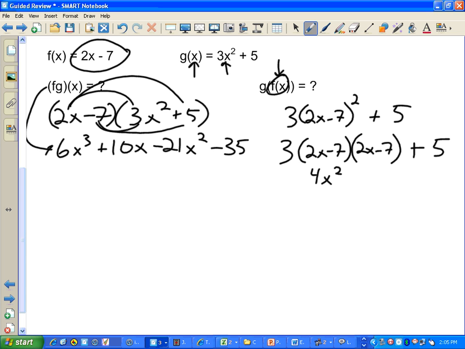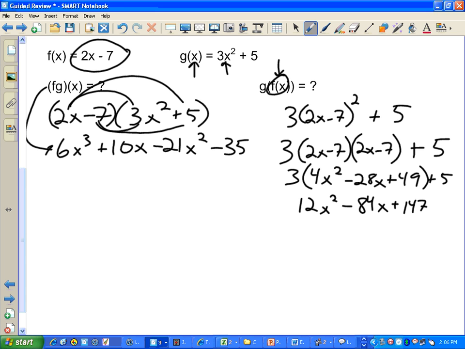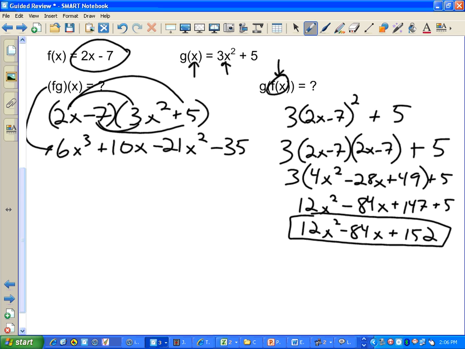I have 4x squared minus 28x plus 49 plus 5. This whole thing is multiplied by 3. 12x squared minus 84x plus 147 plus 5. You get 12x squared minus 84x plus 152. That's g of f of x.